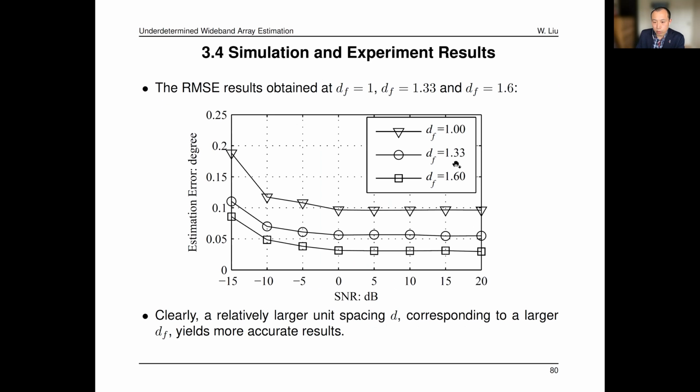Here we choose different values, 1.0, 1.33, 1.6, and plot the root mean square error with respect to signal to noise ratio. You can see when you increase this spacing, you have better results. A relatively larger unit spacing D, corresponding to a larger DF, yields more accurate results.